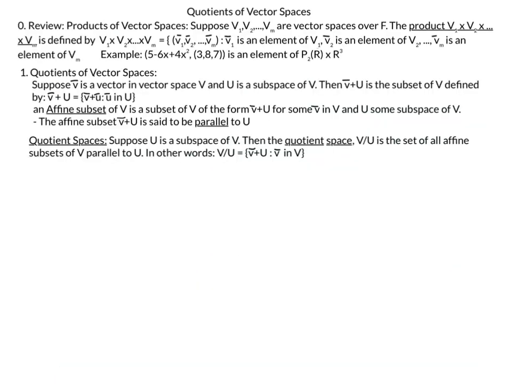And now finally, we're ready to define quotient spaces. Suppose U is a subset of V, then the quotient space V over U is the set of all affine subsets of V parallel to U. In other words, V over U, the quotient space, is equal to v plus U for all vectors v in V. In other words, the quotient space gathers up all the affine subsets v plus U into a space.